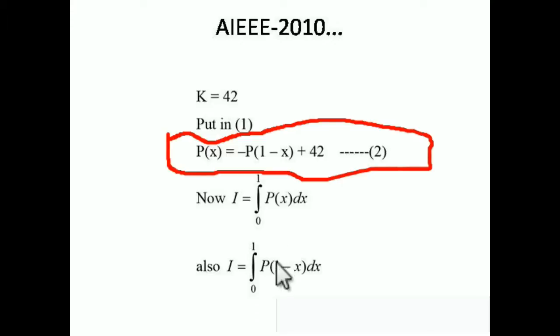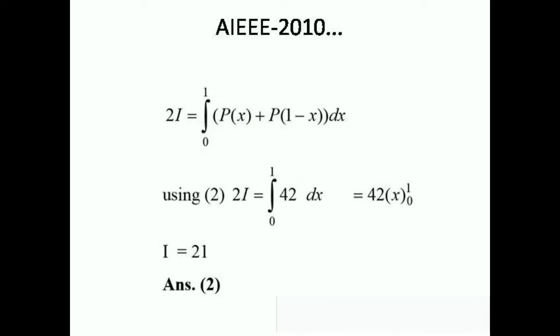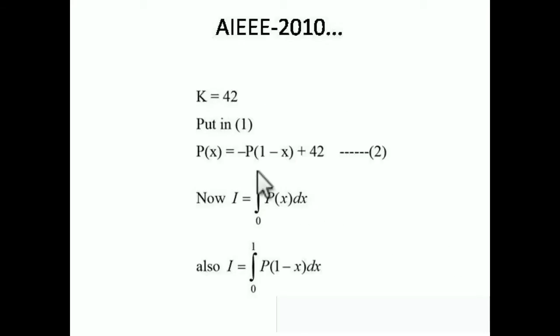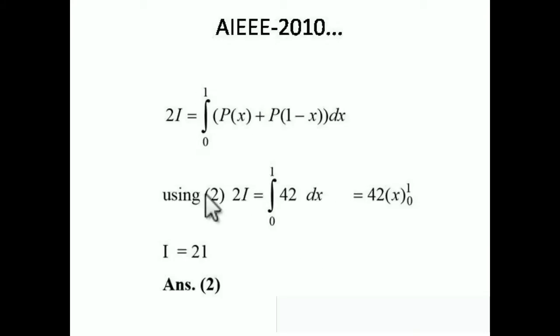So if we add them up, I plus I, that is 2i, is integration 0 to 1 p of x plus p of 1 minus x dx. Now what is the value of p of x plus p of 1 minus x? Here p of x plus p of 1 minus x is equal to 42. Just put 42 here. So 2i is equal to integration 0 to 1 42 dx.